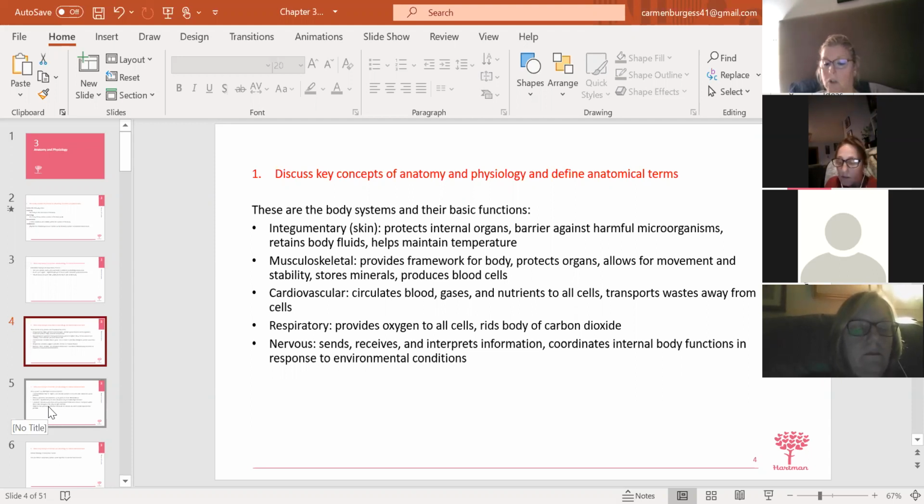I didn't. Those are in your chapter, but they would be your integumentary, that's the skin. The musculoskeletal, which is like the muscles and the framework that protects everything. Respiratory, which provides oxygen and gets rid of carbon dioxide. Your nervous system, which sends and receives information from outside the body, coordinates your functions inside the body. It receives like stimuli from outside.